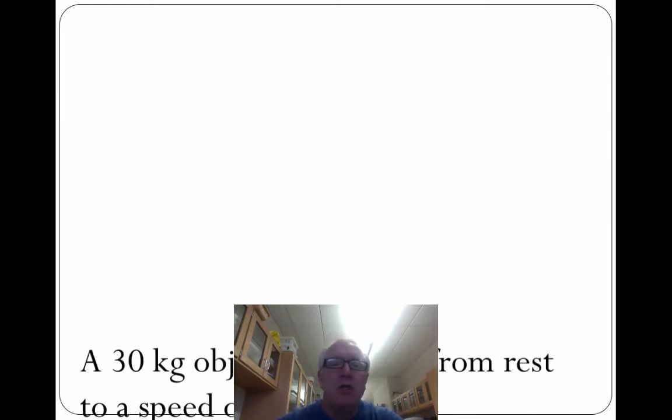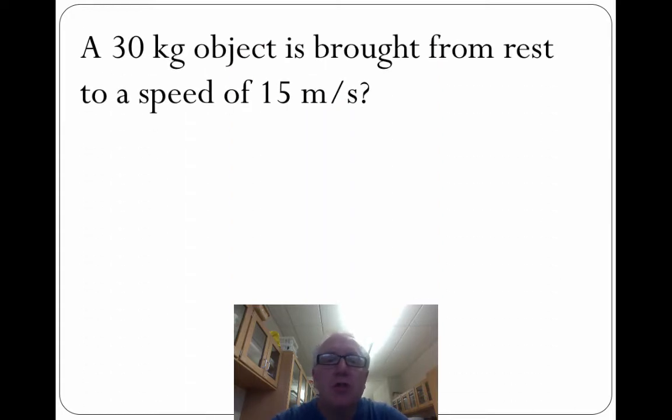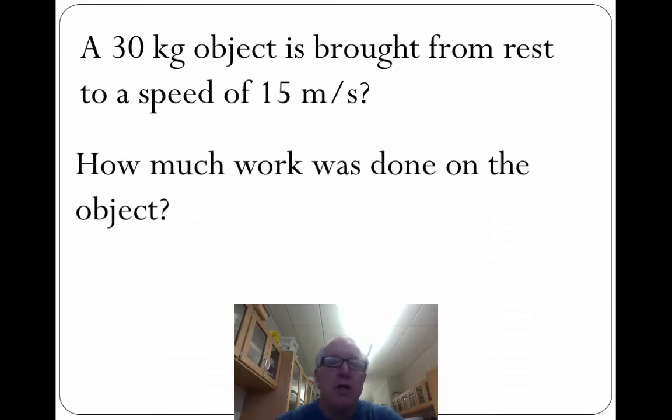All right, so let's take a look at an example of this. A 30-kilogram object is brought from rest to a speed of 15 meters per second. So we're changing its speed. That's going to take a force. All right, so how much work was done on the object? Well, let's see what we got going on here.